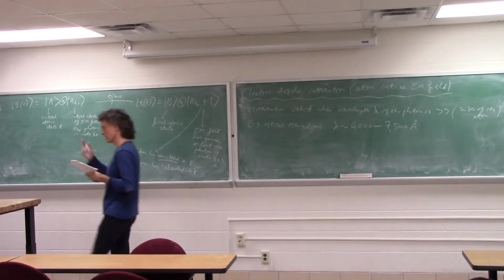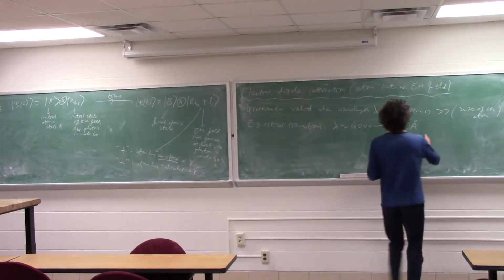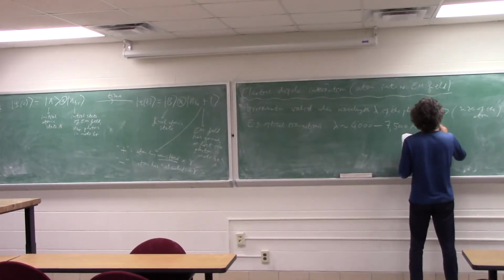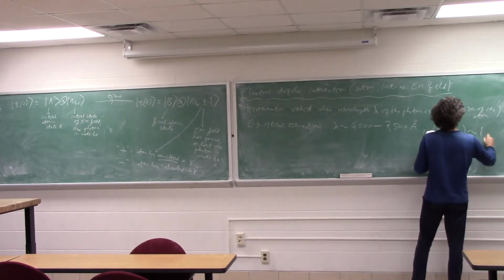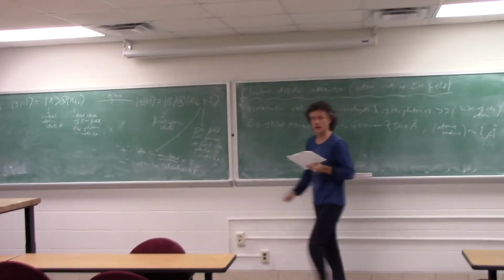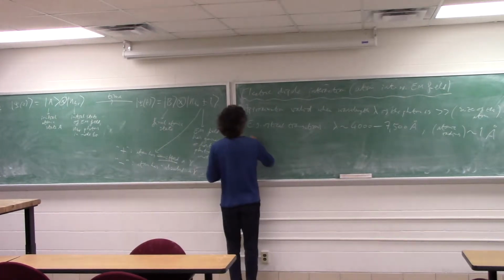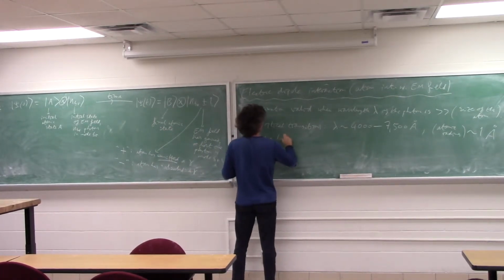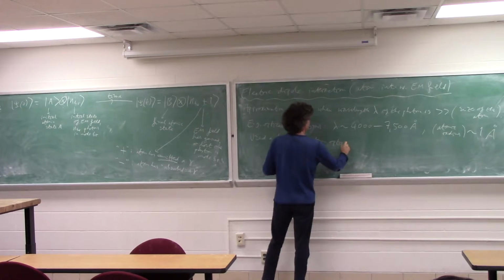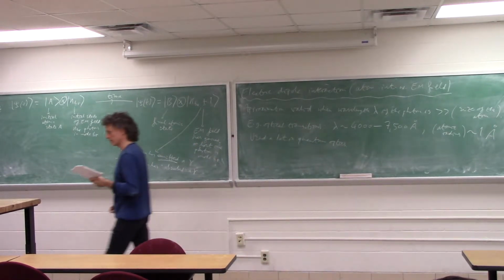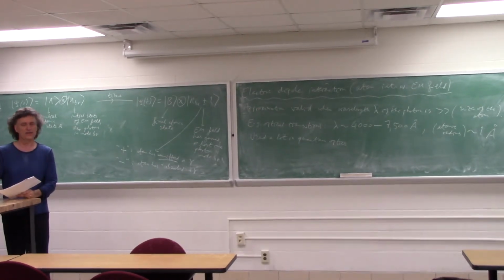So you have an atom emitting or absorbing a photon of this wavelength, and of course the size of the atom is of order just 1 angstrom. So this is fine. This is a good approximation. In fact, this is used a lot in quantum optics.